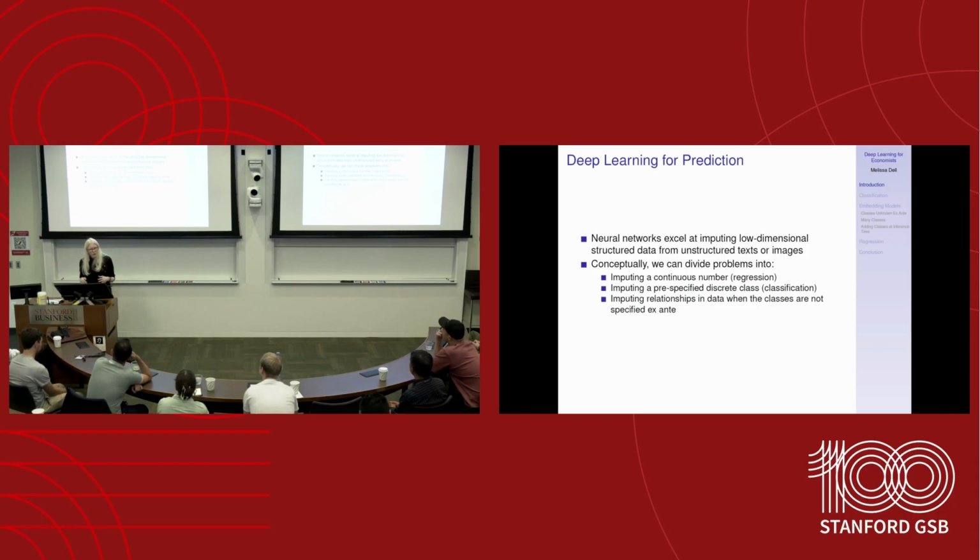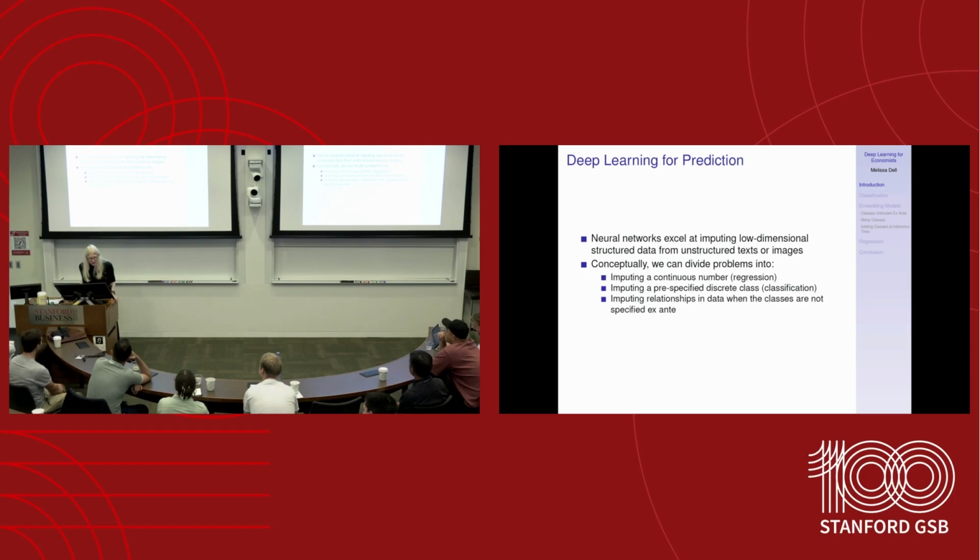On the other hand, we might want to impute a pre-specified discrete class. In the newspaper article example I gave, we want to know, is this about economic policy uncertainty, yes or no? That could be multi-class. It could be multi-label, which is what we call a classification problem when a given text or image can fall into multiple groups. So this is about both the labor force and domestic issues, and that's in the same newspaper article. But what's important here is these classes are pre-specified.